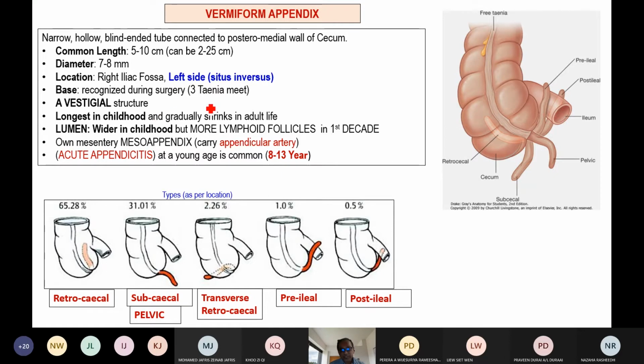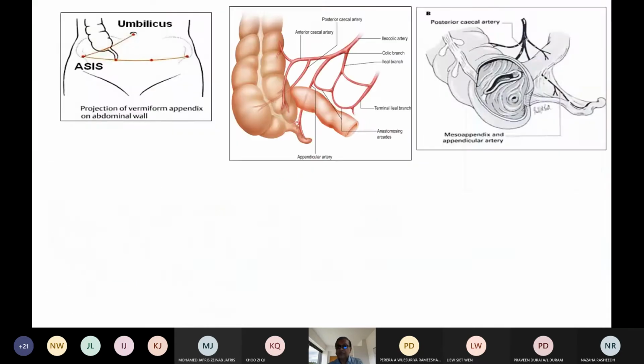So taenia I already told, and particularly we get appendicitis in childhood mainly because of two reasons. There are a lot of lymphoid follicles in the first decade of life, until 10 years, and also the appendix is very long and the lumen is wide. So fecal matter very quickly enters the appendix and blocks it. These are the two reasons why we get appendicitis more commonly between 8 to 13 years, and particularly in children. And the mesoappendix is very important. We have already seen it carries the appendicular artery.